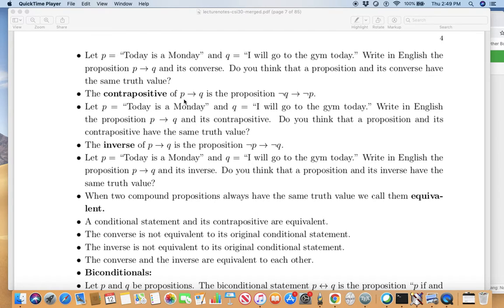The contrapositive of P implies Q is the proposition not Q implies not P. Today is a Monday is P. Q is I will go to the gym today. Now, P implies Q is the following: if today is a Monday, then I will go to the gym today. Contrapositive means if I do not go to the gym today, then today is not a Monday. You understand?